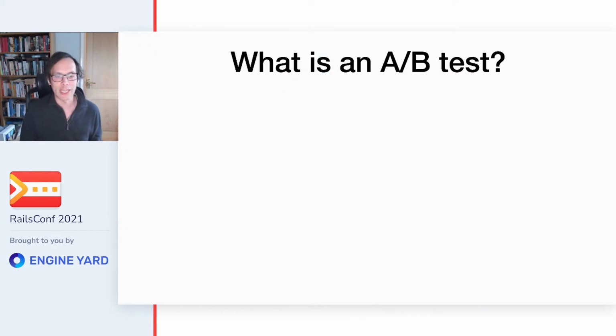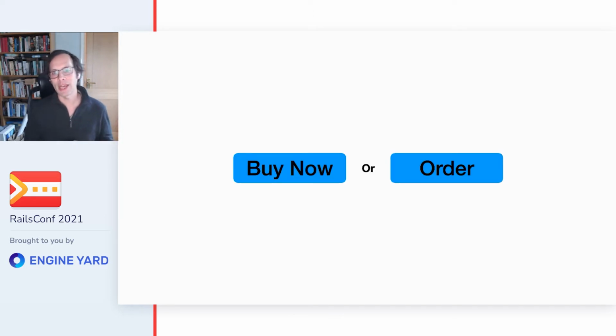So starting with the beginning, what is an A/B test? It starts when there's a decision you would like to make, and you'd like to make that guided by some data. So maybe you have an e-commerce application, and you're wondering, should the button say buy now or order? These both sound plausible. And rather than just going with your gut, you'd like some actual data.